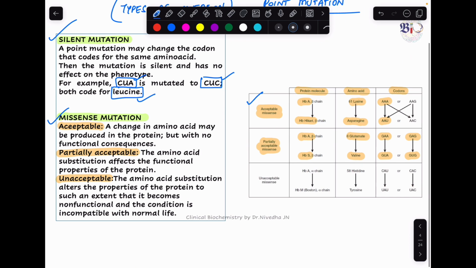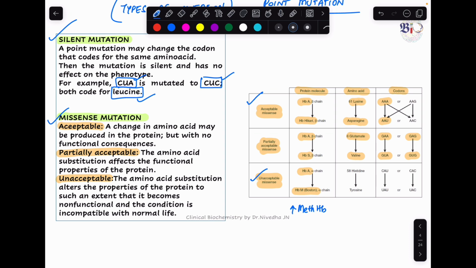All right, then what is non-acceptable or unacceptable missense? Here what has happened? HbA has gone to HbM. HbM is a hemoglobin that is more prone to forming methemoglobin. So there is methemoglobinemia here, which is not acceptable. So this is unacceptable missense mutation. Okay, so these are the examples.